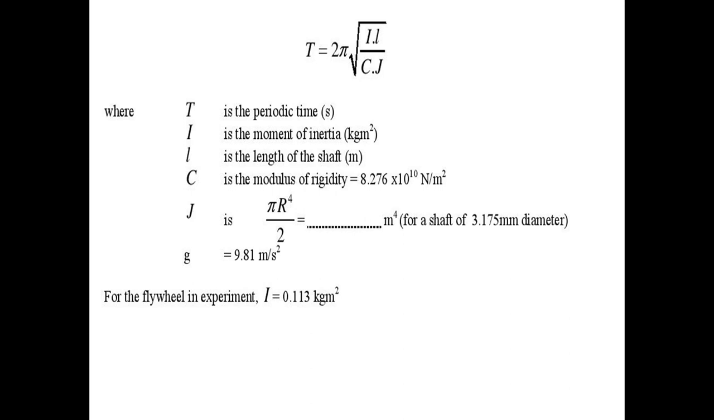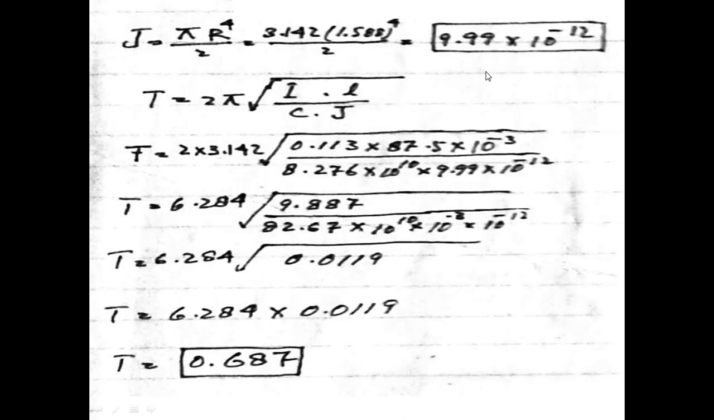The moment of inertia of the flywheel is given to us, which is equal to 0.113 kilogram meter square. We can calculate J from this formula, and J is equal to 9.99 into 10 raised to the power minus 12 meter to the power 4. So here we know the moment of inertia of the flywheel, the length of the shaft, the modulus of rigidity, and the polar moment of inertia of the shaft. We can calculate the theoretical time period, which is equal to 0.687 seconds.